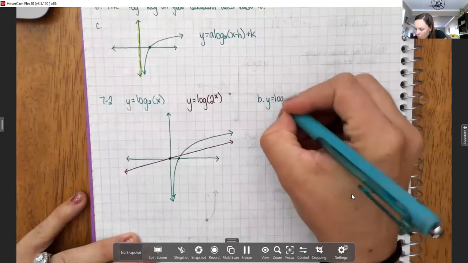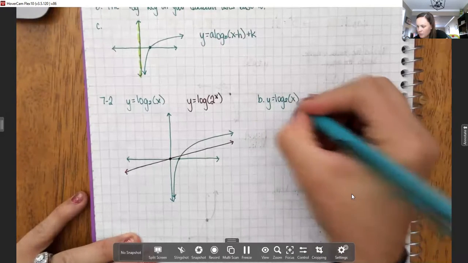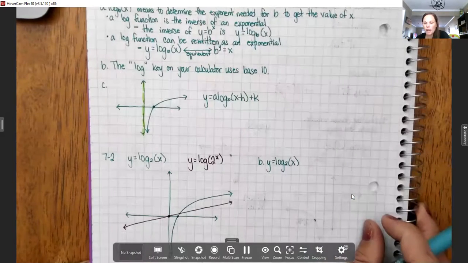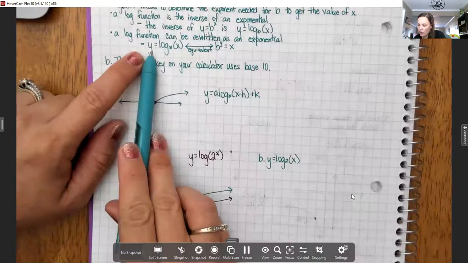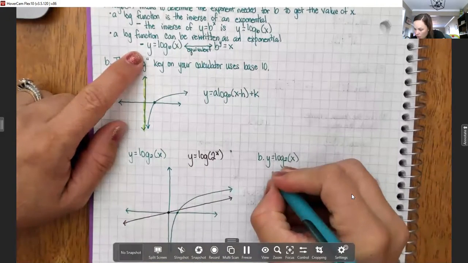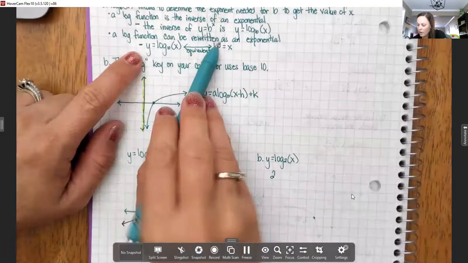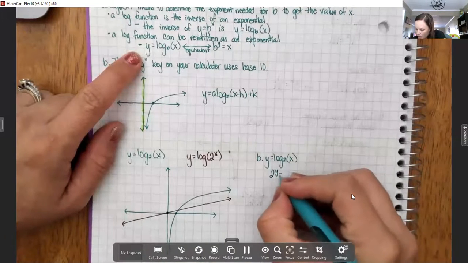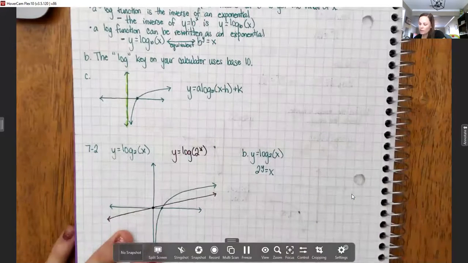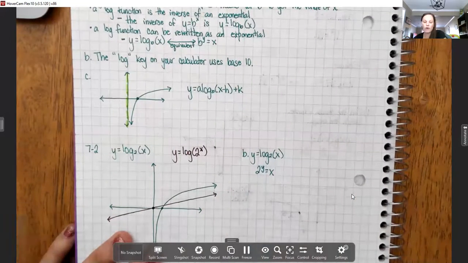So y equals log base 2 of x. Looking back up here, converting this to exponential form, the base becomes the base of the exponent. The y that was alone becomes the exponent. And then what we took the log of is alone. So y equals log base 2 of x is 2 to the power of y equals x.